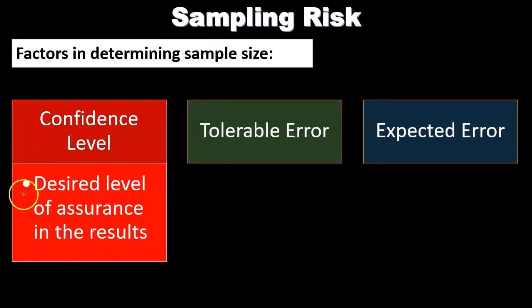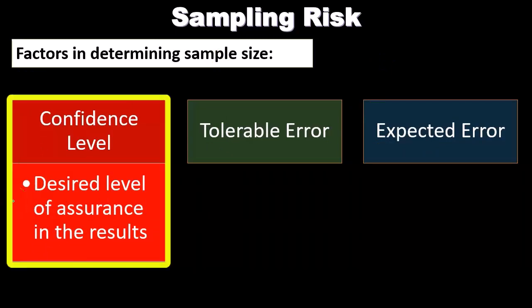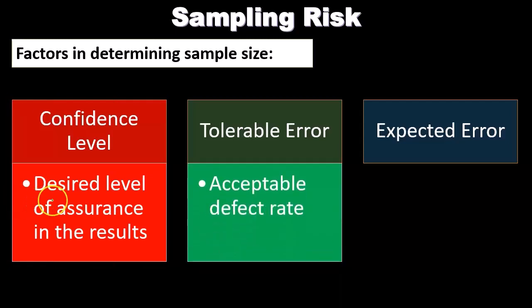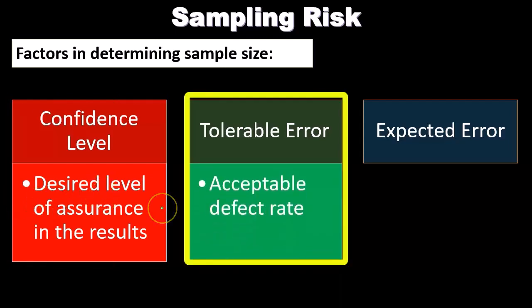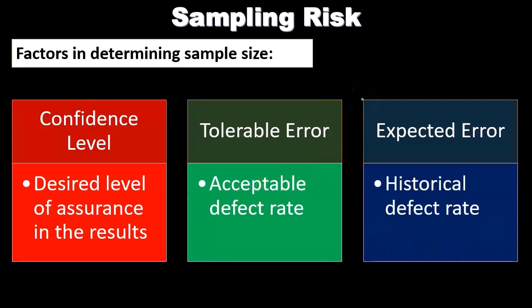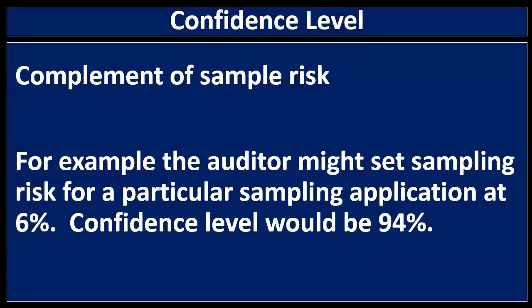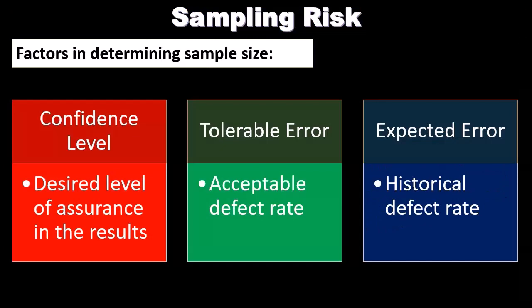The confidence level represents the desired level of assurance in the results. So in other words, what's the desired level of assurance that we need? The tolerable error is the acceptable defect rate. So that's going to be the acceptable rate of defect. We'll get into a little more detail on these definitions shortly. And the expected error is the historical defect rate. Now we'll take a look at some of these in more detail, starting with the confidence level.